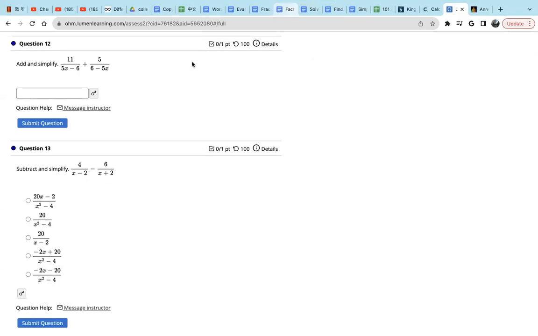Okay, we keep going with the rest. So let's see 12. We want to add those two rational expressions. So we need a common denominator.